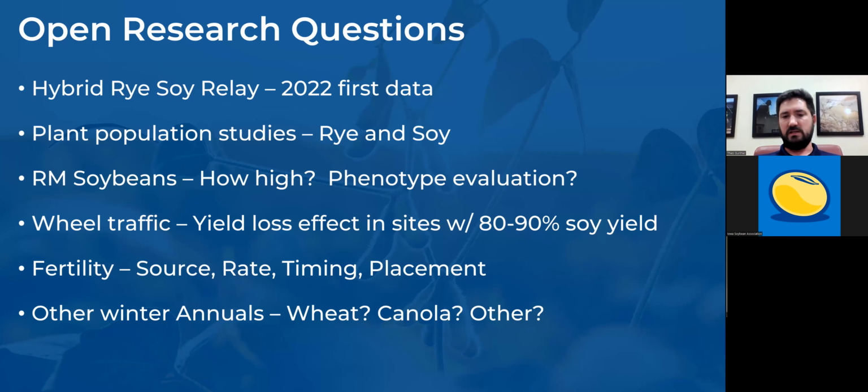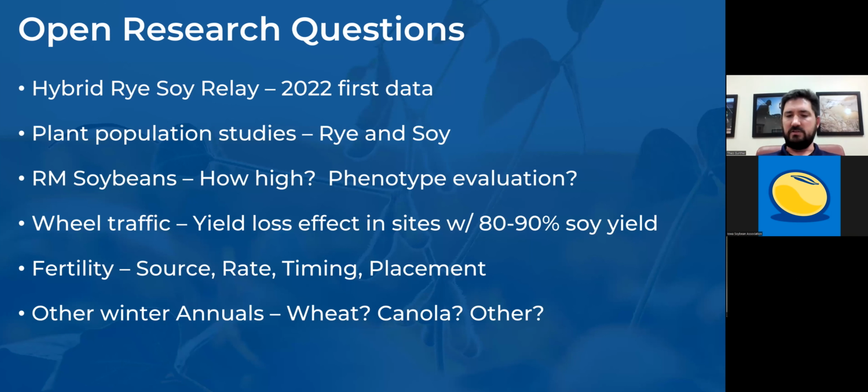Plant population studies, there haven't been a lot of comparisons on how many tillers of rye you want, versus not affecting soybean development or maximizing soybean development. There just hasn't been a lot of carefully crafted studies that compare those different variables.